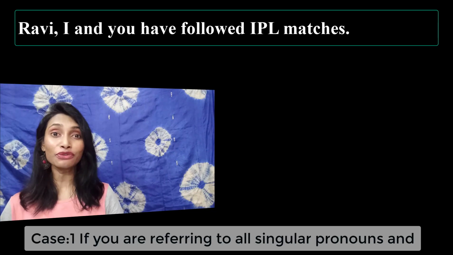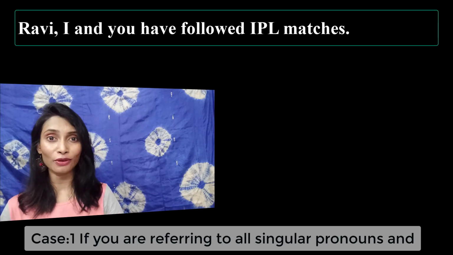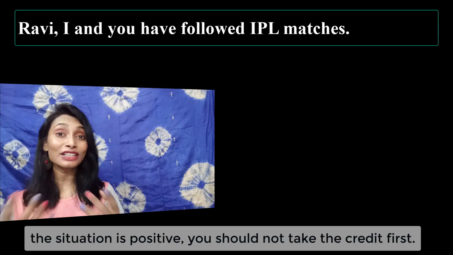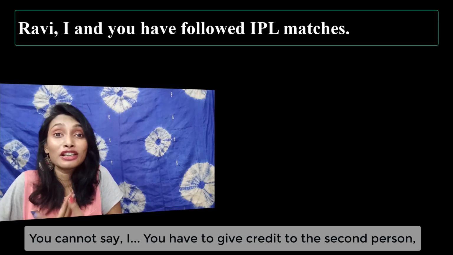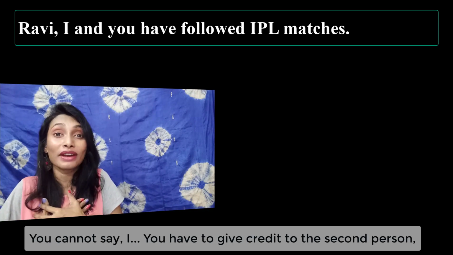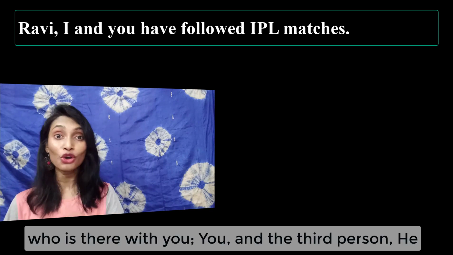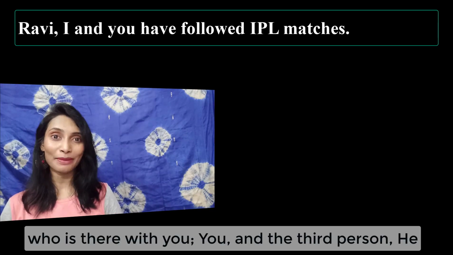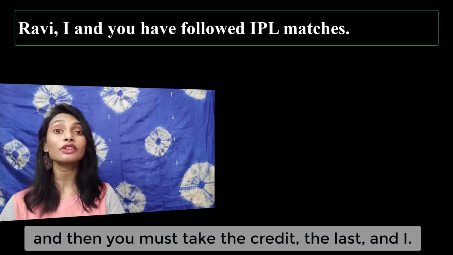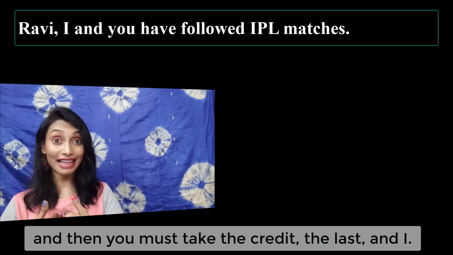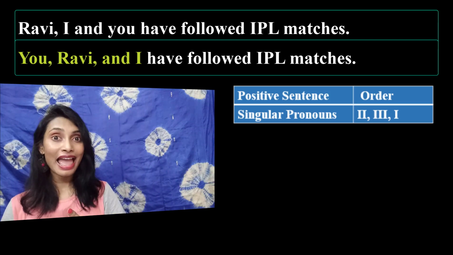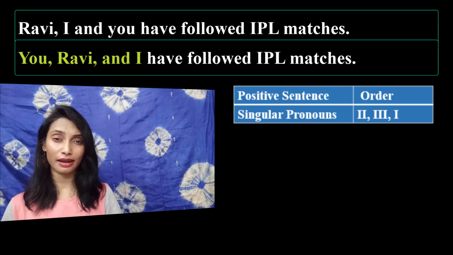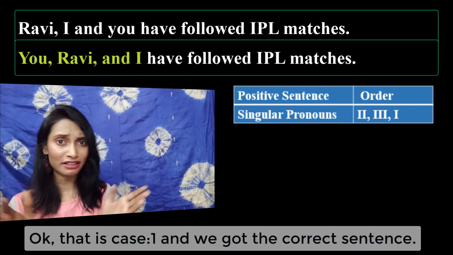Case 1. If you are referring to all singular pronouns and the situation is positive, you should not take the credit first. You cannot say I. You have to give credit to the second person who is there with you, you, and the third person, he, and then you must take the credit. The last, and I. So the order should be: you, Ravi, and I have watched IPL matches. Okay, that is case 1 and we got the correct sentence.